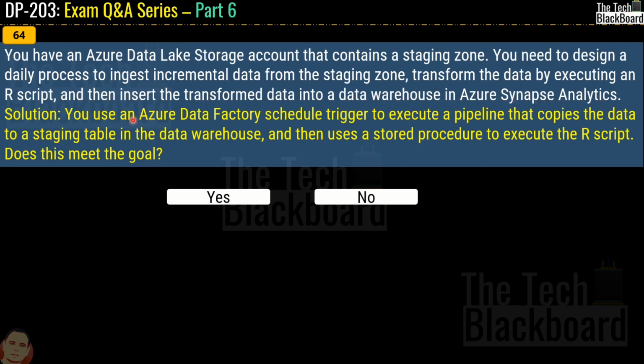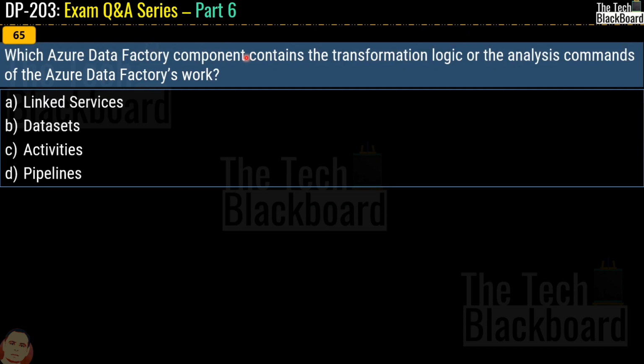The solution given here is that you use an Azure Data Factory schedule trigger to execute a pipeline that copies the data to a staging table in the data warehouse and then uses a stored procedure to execute the R script. Does this meet the goal? And once again, you have to tell whether this solution fits this business case. The correct answer for this question is no. Now let's jump to question number 65.